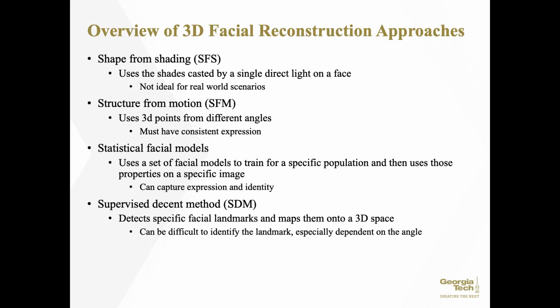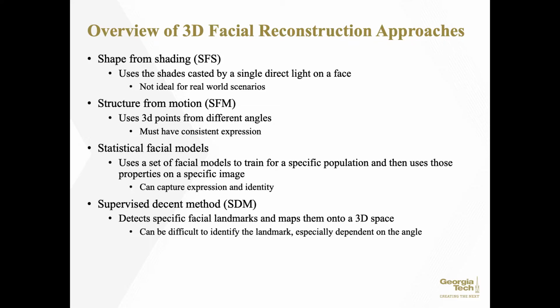The second one is structure from motion, SFM. This requires multiple photos from different angles. It uses a stereoscopic technique to determine the depth and the angles of the face in order to make the 3D model. This requires a lot of images from different angles with no change in facial expression, which makes this approach unideal for our purpose.